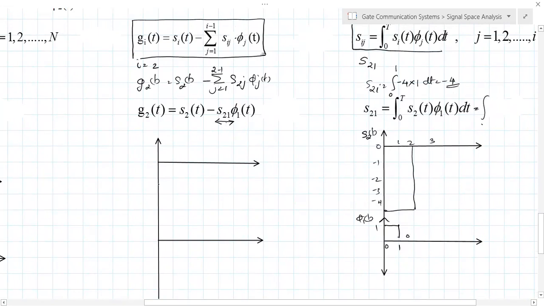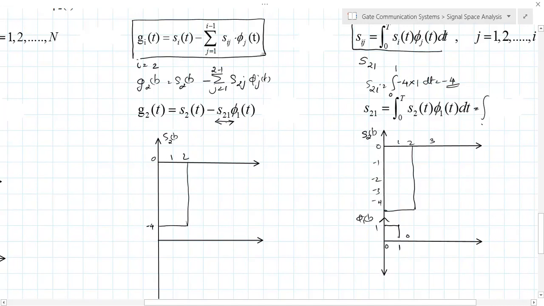So we can substitute here, that is S2 of t, and the second term you can calculate by simply multiplying this phi 1 of t with -4. So this is the signal S2 of t. S2 of t is a signal which exists from 0 to 2, and the amplitude is -4. This is S2 of t.